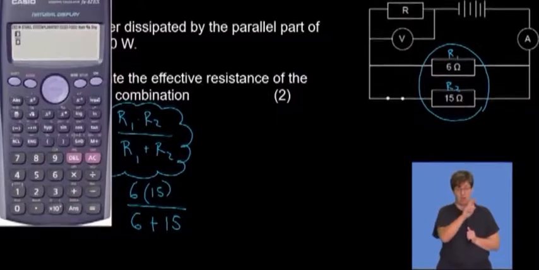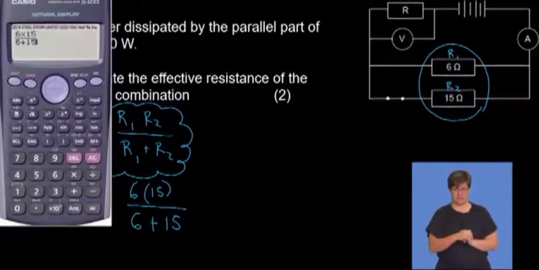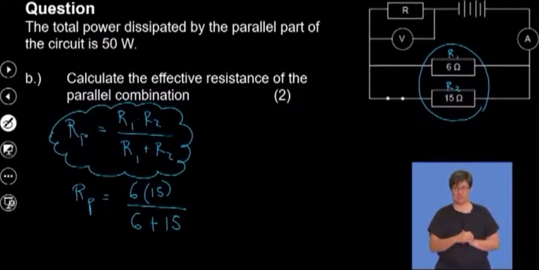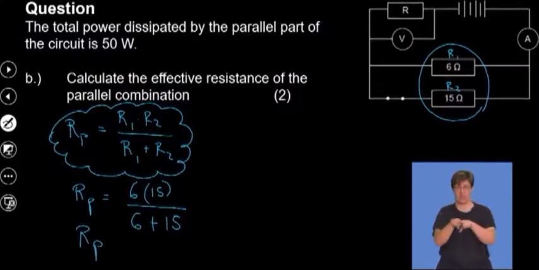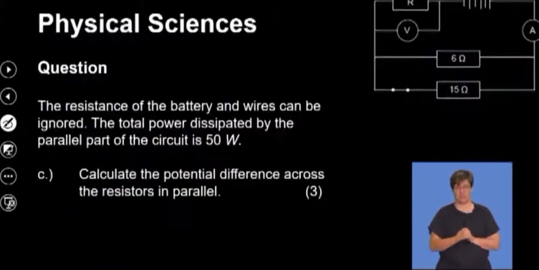Okay, R1 is 6 times 15, and then at the bottom, at the denominator, is the sum of those two, 6 plus 15. So our effective resistance is 30 over 7, which gives us 4.29 ohms. And 4.29 ohms is actually less than 6 ohms, which says our answer is correct in this way. That's one way of verifying. So R parallel is equal to 4.29 ohms. Right, let's go to the next question.